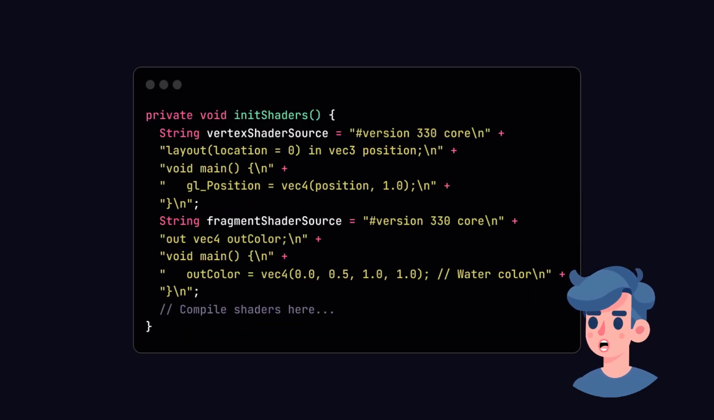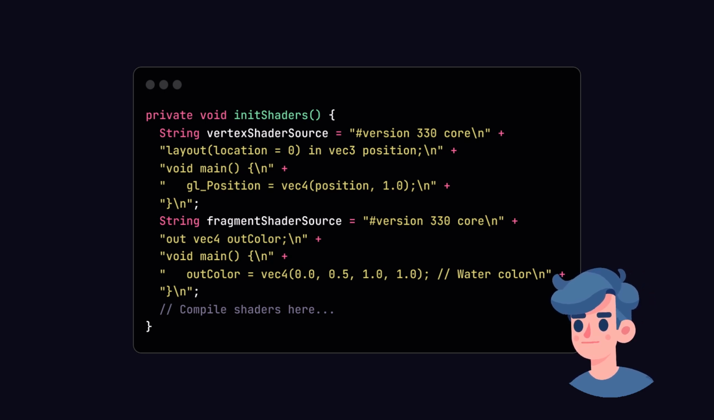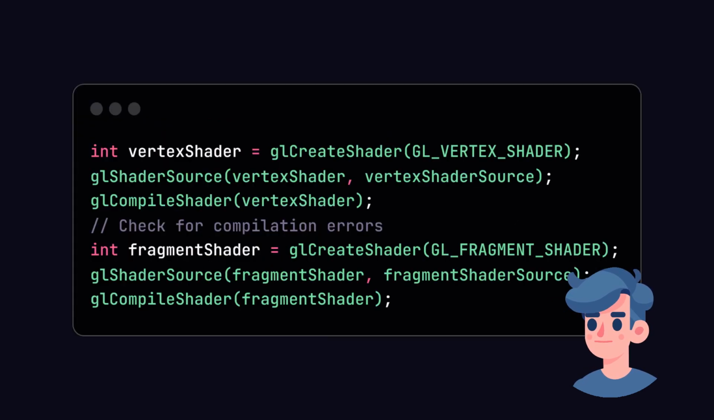Let's add some color to our water to make it visually appealing. We'll use a simple shader to render our water surface. Setting up shaders can be a bit advanced, so if you need more details, please check out our prior tutorial on OpenGL shaders. For now, just remember we need to compile and link these shaders before we can use them.